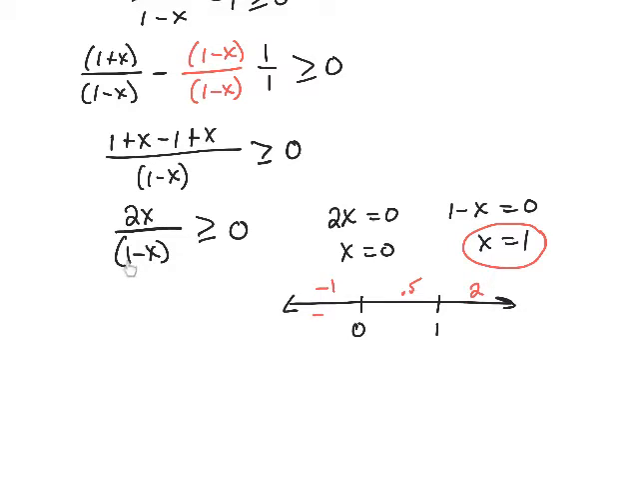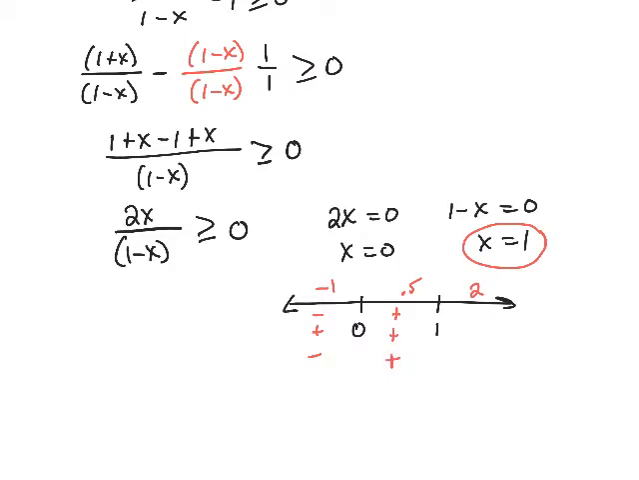The denominator is 1 minus a -1. That's going to be positive. So that overall quotient is going to be negative. And if you look up here, I'm looking for a positive. I want my answer to be positive, so that's not what we're looking for. 0.5: if I substitute in the numerator, that's going to be positive. 1 minus 0.5 is also positive, so my overall quotient is positive.